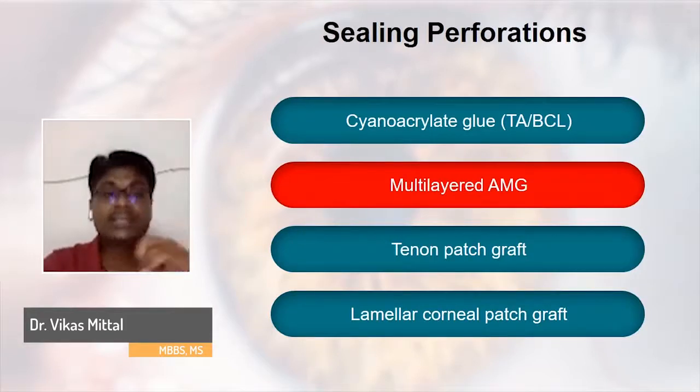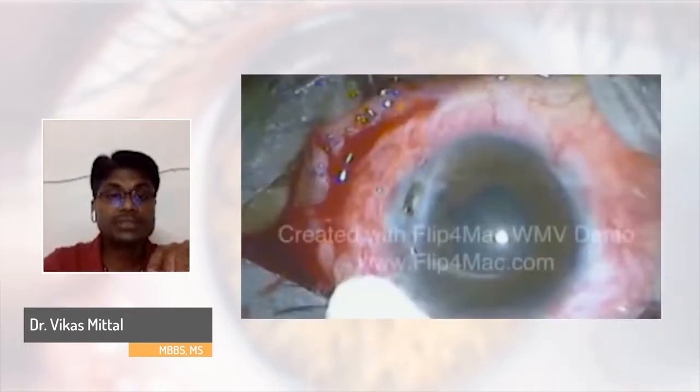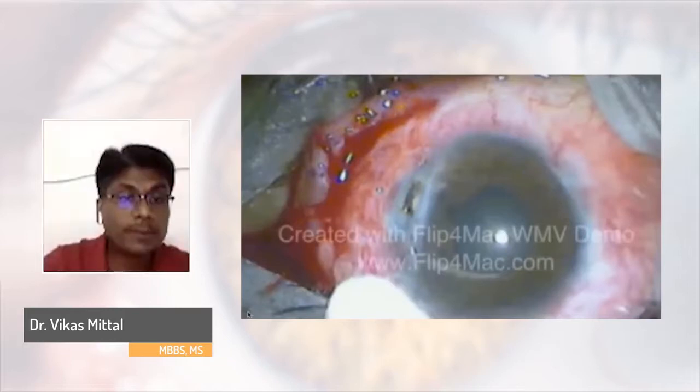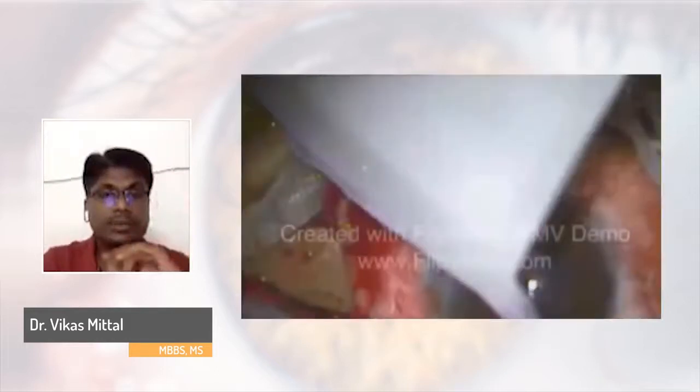The next modality is multi-layered amniotic membrane grafting. So how do we do multi-layered amniotic membrane grafting? This patient had pterygium surgery elsewhere along with MMC, and then he had this perforation, which is at least 1 millimeter by around 3 millimeter. And this patient had undergone a multi-layered AMG. This is a very old video. I think it's more than 10 years old.